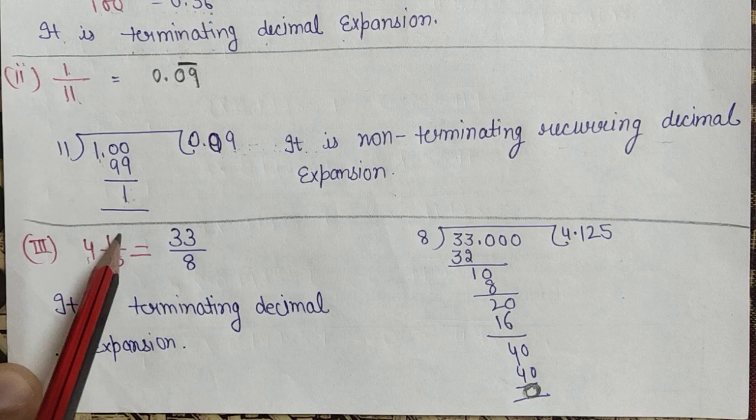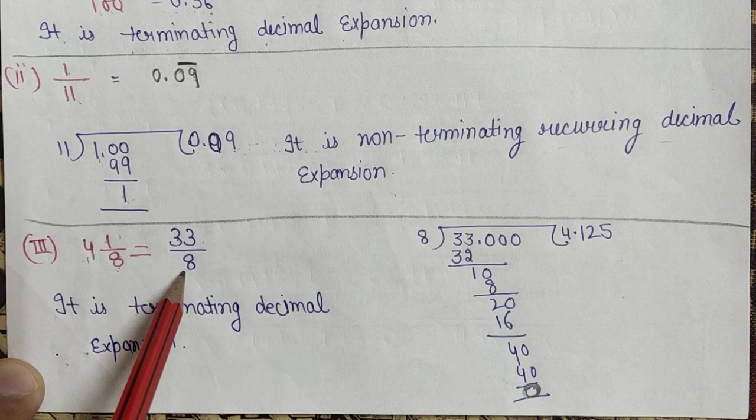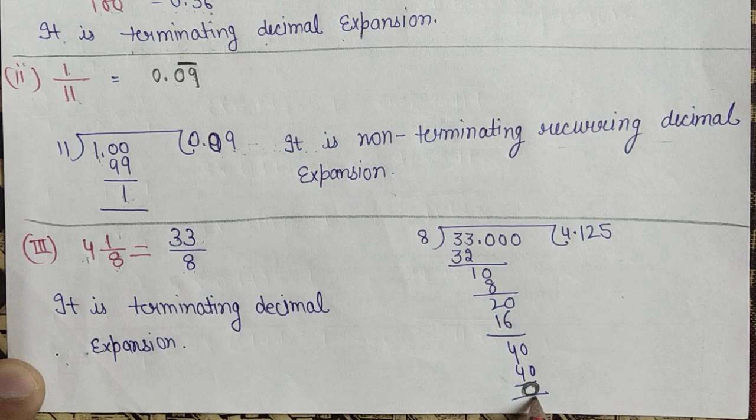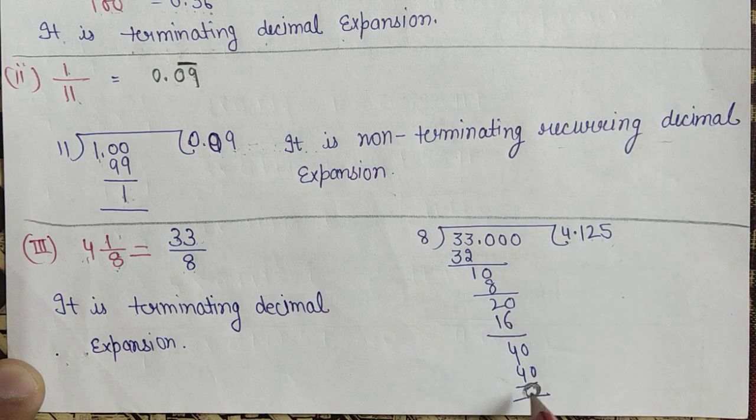See the third part, 4 1 by 8. 8 times 4 is 32 plus 1, 33 by 8. Now I have to divide 33 by 8. When I divide it, your remainder comes 0. The answer will be 4.125. So in this case, your remainder is 0, so it is a terminating decimal expansion.